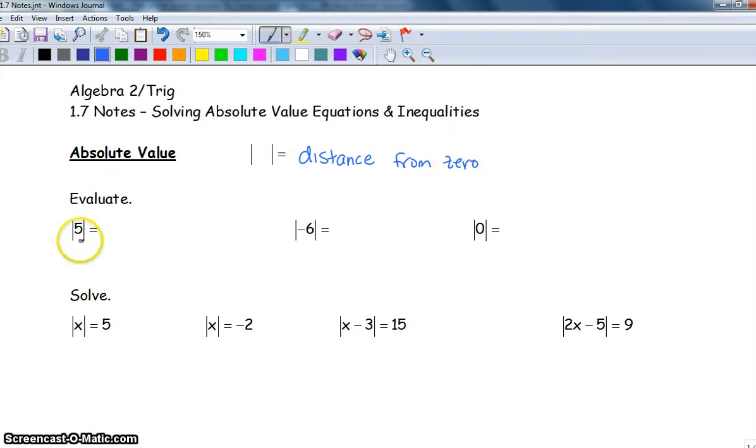So if I have the number 5, that is 5 spots away from 0. So the absolute value of 5 is 5. If I have the absolute value of negative 6, I want to know how far away from 0 is negative 6. Well, it's 6 spots away. This is to the right 5, and this is to the left 6. And 0, well, 0 is on 0, so it's going to be 0. Just remember that absolute value is always the distance away from 0, and it's always positive. So we don't consider the direction in which you're moving.